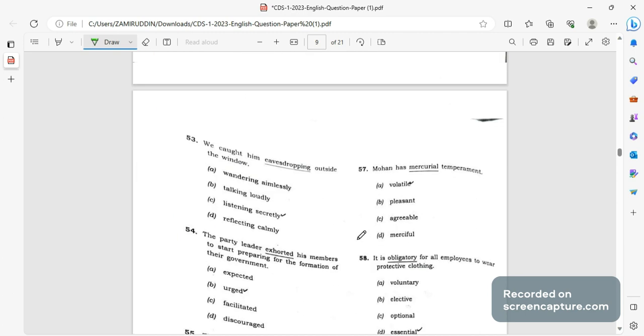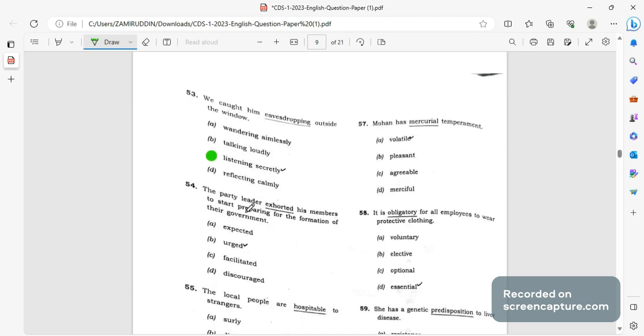Now we caught him eavesdropping. ईव्सड्रॉपिंग इज वेरी पॉपुलर वर्ड, ये सभी को पता चलना चाहिए. दिस इज अ न्यू जनरेशन वर्ड. इट इज टू लिसन सीक्रेटली. ईव्सड्रॉपिंग मतलब अपने कान को लगा के कहीं डोर के पास हमें सुन रहे हैं. ईव्सड्रॉपिंग मतलब वी आर लिसनिंग सीक्रेटली. We caught him eavesdropping outside the window, listening secretly.